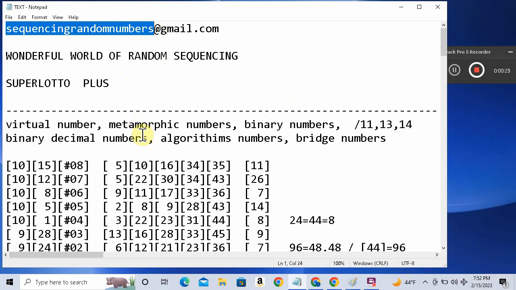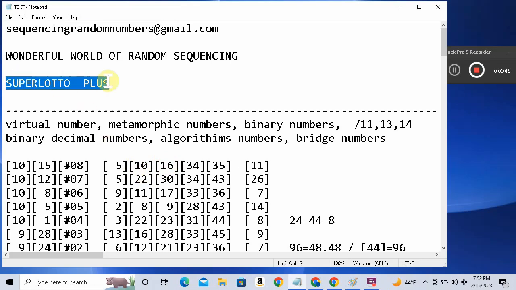I do roulette sequencing, and the language behind roulette and lotto are pretty much the same, except the lotto obviously has bigger numbers when it comes to the sequences. So this is basically analysis of SuperLotto Plus.